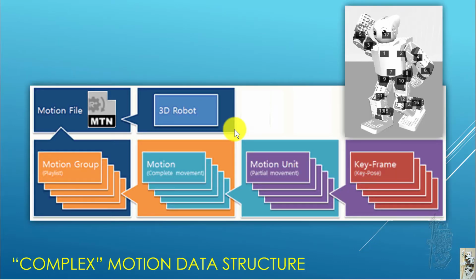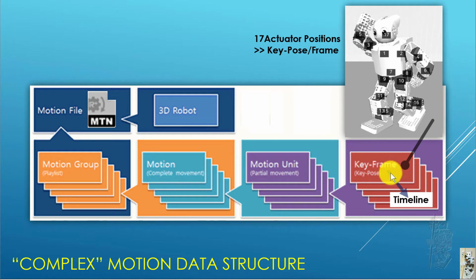The motion data structure is quite complicated, probably the most complicated one from the robotic systems. Essentially it's based on poses. For example, the Mini has 17 servos. If you set each of those servos at a certain position, you get a certain pose. Each of those is called a keyframe. And if you stack them up on a timeline, you essentially get motion. This is pretty much like making regular cartoons.